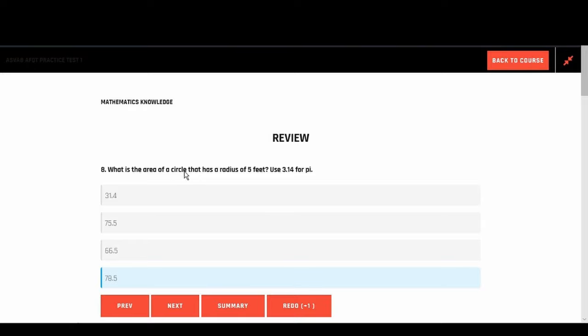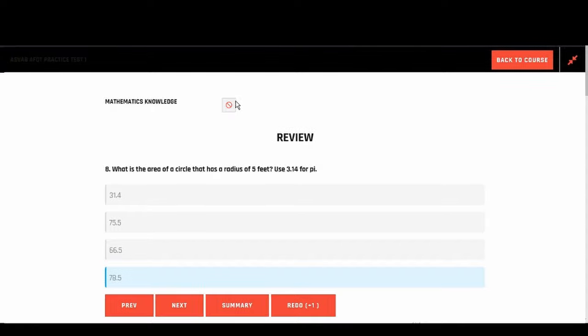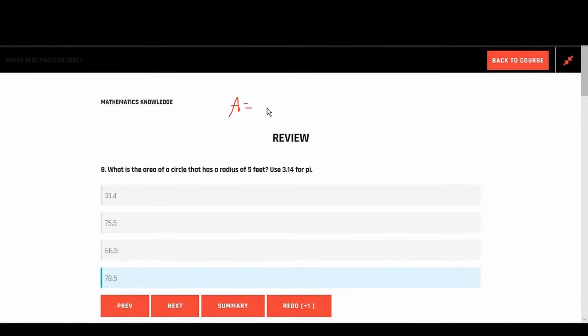Okay, what is the area of a circle that has a radius of 5 feet? Use 3.14 for pi. So, unlike the previous problem where we used the circumference formula, we're going to use the area formula of a circle, which is this. Area equals pi times r squared. Let's go ahead and make a little diagram if it's helpful.